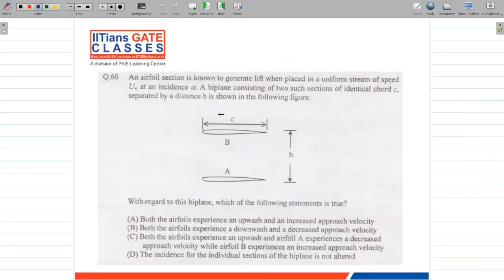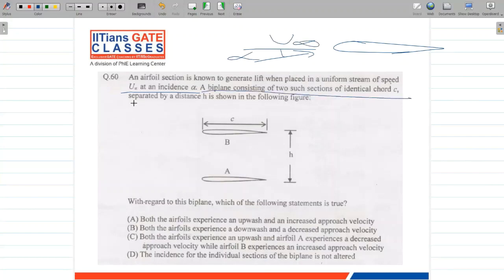So here, this is an interesting question. An airfoil section is known to generate lift when placed in a uniform stream of speed u infinity and at incidence alpha. So let's say that you have an airfoil, you put it in a free stream at an incidence alpha, and then velocity v infinity, it'll generate lift, right? A biplane consisting of 2 such sections of identical chords separated by distance as shown in the figure.